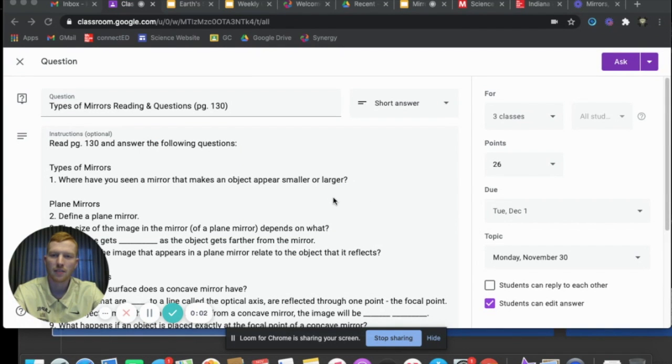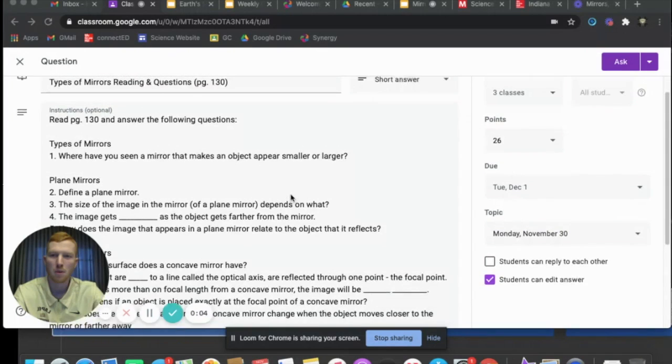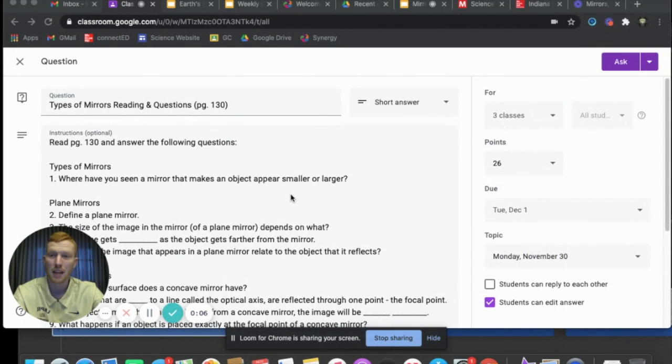Okay, now that you have submitted your warm-up, remember you need to now complete this assignment. It says types of mirrors, reading, and questions. You can go to page 130. All you are going to be assigned to do today is read the one page, which is on page 130. You also need to take note of table 4, which is the blue table on this page. It will also help you out in answering these questions.